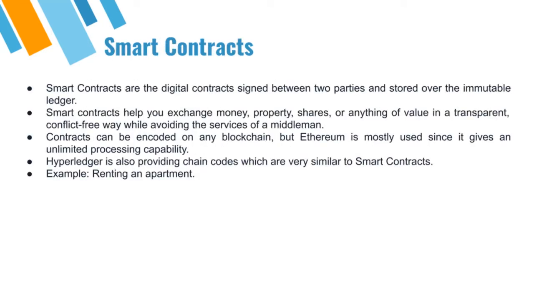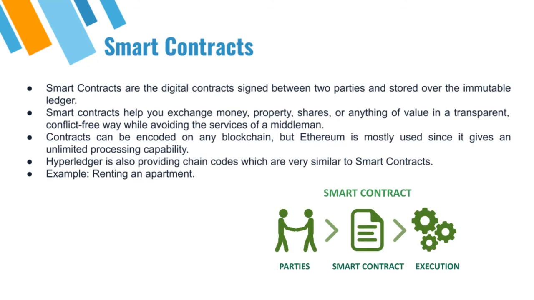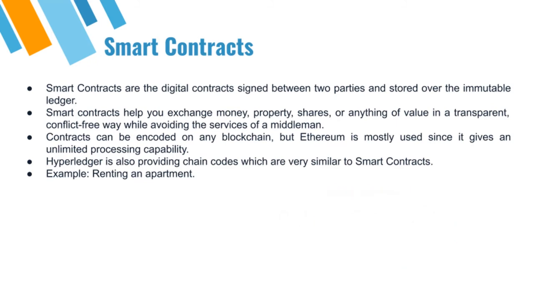Apart from cryptography and transactions, another major concept which has completely modified how we look at distributed ledger technologies is smart contracts. Smart contracts are digital contracts between two parties and are stored over the blockchain. Smart contracts are immutable and they act as a counterpart for your legal contracts. So anything you can do with a legal contract, you can do with a smart contract also. Smart contracts are used in blockchain for exchanging money, property, shares, or anything of value which can be transacted between users.